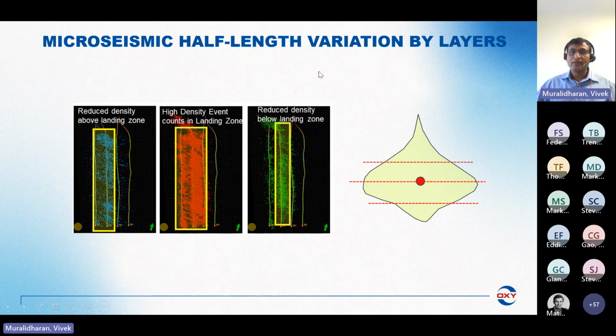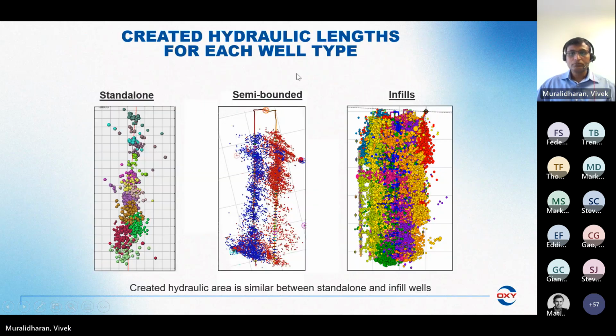Now, how do we optimize these multi-stack developments? For different well types, you have standalone, semi-bounded, and infills. What we observed was that the event counts are pretty similar. Even for the infill wells, you're creating a bigger hydraulic half-length. But when you do the RTA on the infill well, it's going to show a much smaller tank compared to a standalone. That's because you have a lot more shared events, which are not going to contribute equally like a standalone. So that's the main difference.